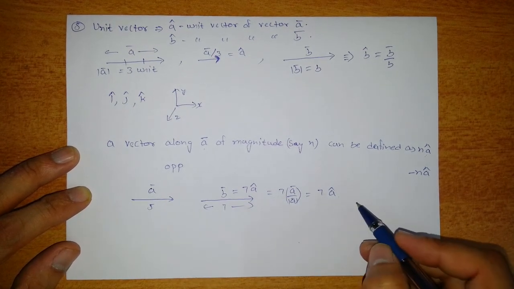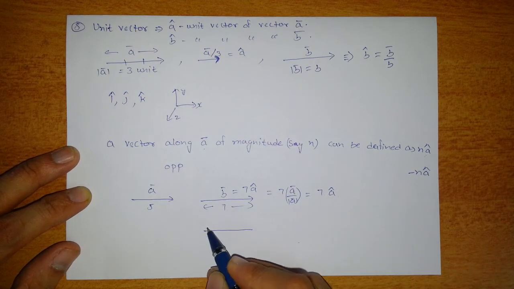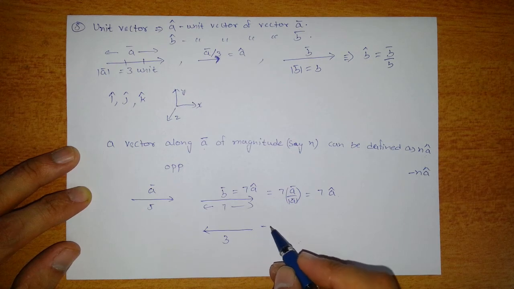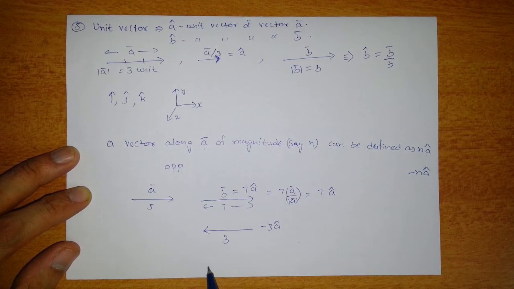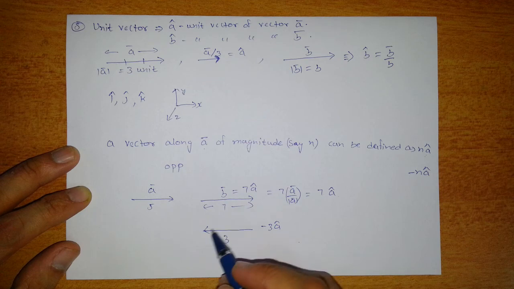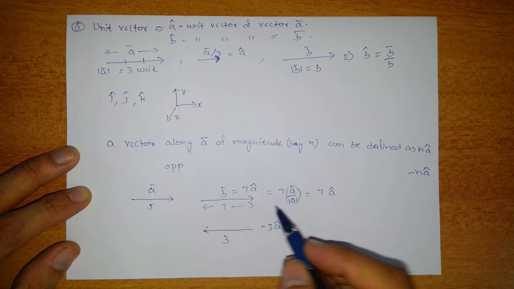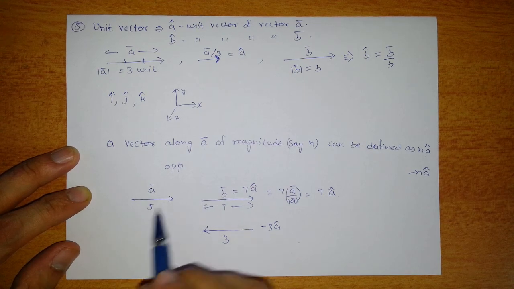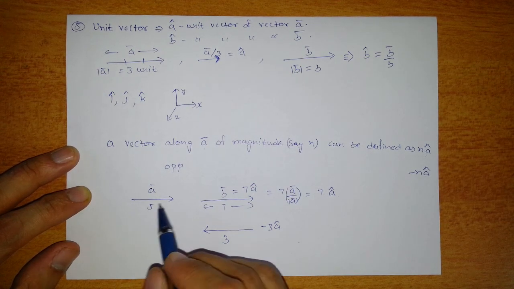Okay. Now if I want to define a vector which is opposite to this and has 3 units, I'll say minus 3a cap. So that is why we define the cap, because now any vector which is along A can be defined in terms of a cap.